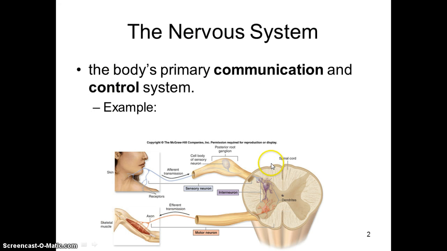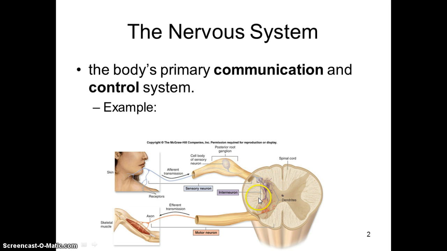So the nervous system introductory slide here shows the overall functioning of the nervous system as an example. The body's primary communication and control system is how we define the functioning of the nervous system. And in the figure you can see how some sensation or stimuli are triggering these receptors that are generating an impulse through the sensory neuron. The sensory neuron is located along the nerve path here, the axons bundled within nerves, the cell body located in the dorsal root ganglion, and then the axon continues into the spinal cord.